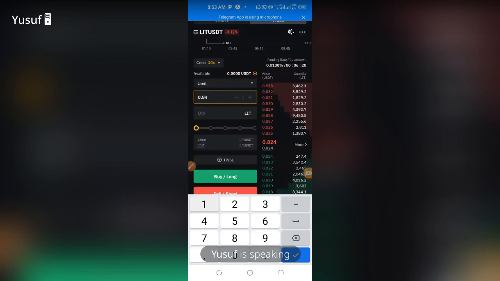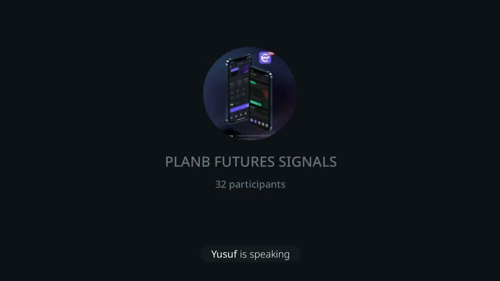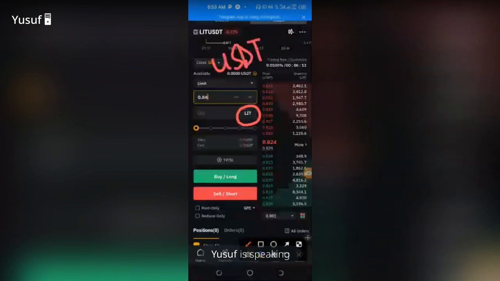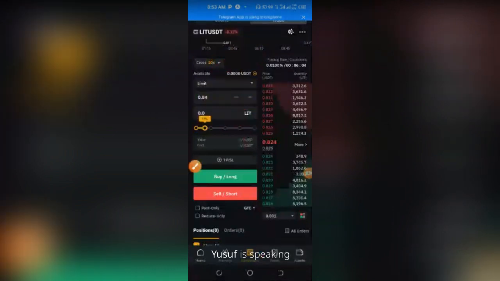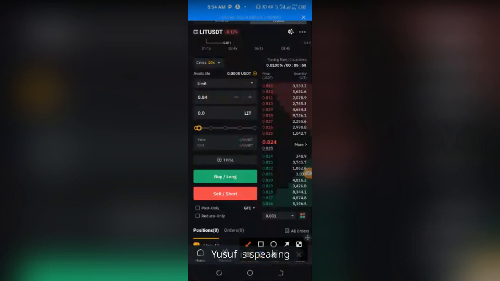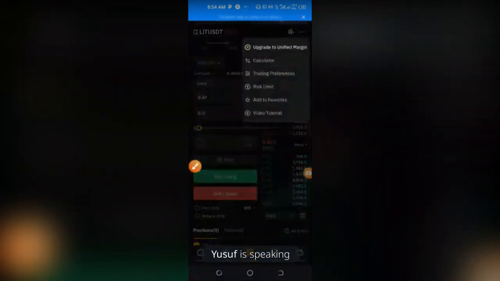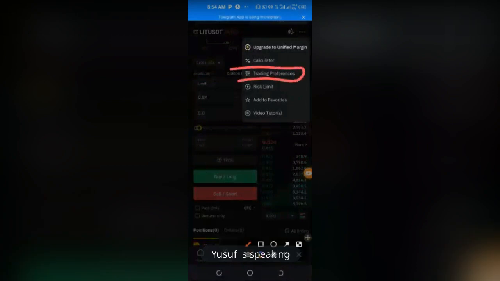Then this is left. It's better to display it in the form of USDT, in order to understand the actual amount that you want to use, or you can use this button to drag. Instead of you wasting time, just come here. Come to these three buttons, then click on trading preference.